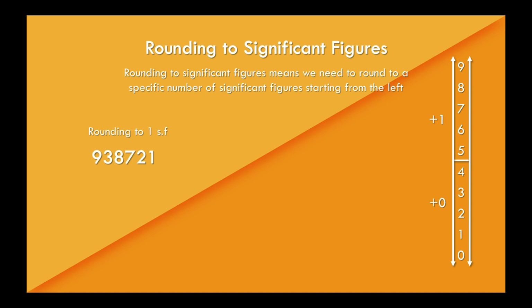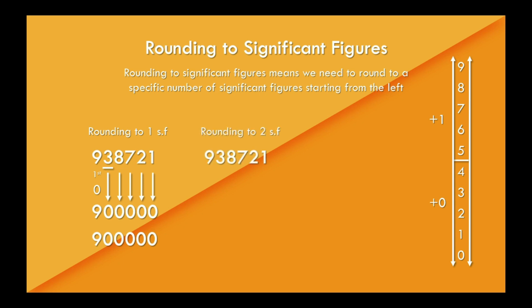Looking at the number 938,721, to round it down to one significant figure, we start with 9. Since 9 is the first significant figure, we can look immediately to its right to see if we need to round up or round down. 3 rounds down, so 3 and all the digits to the right become 0, and 9 stays the same, making our final answer 900,000.